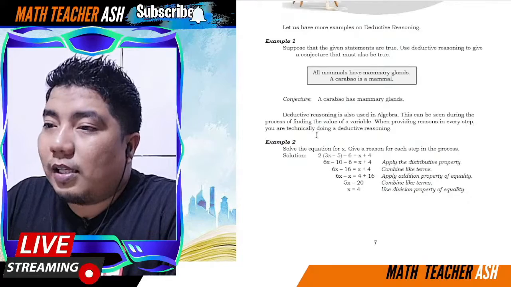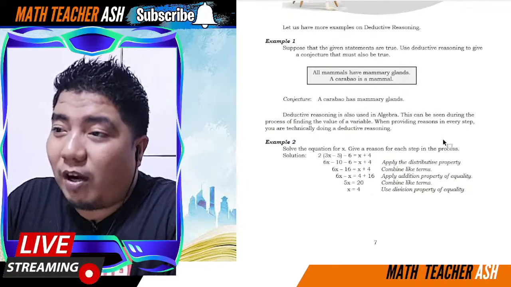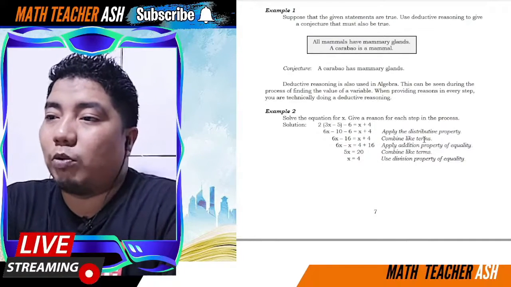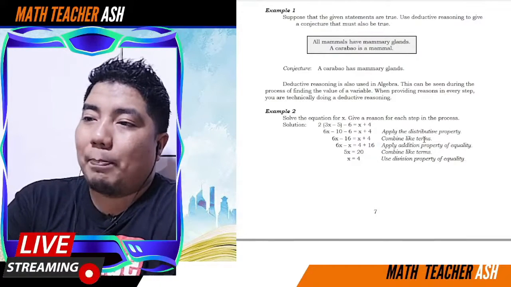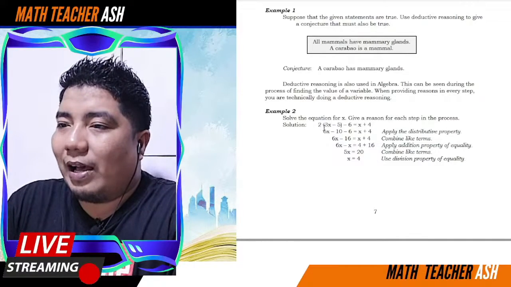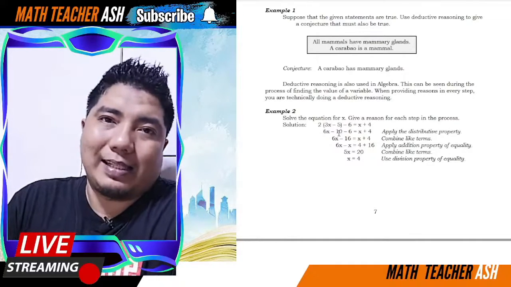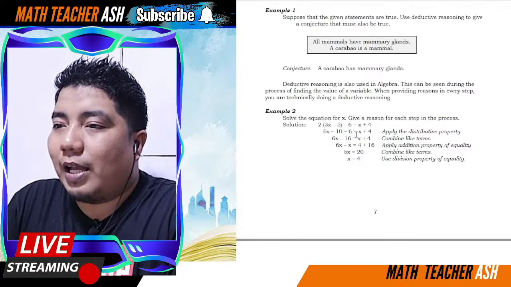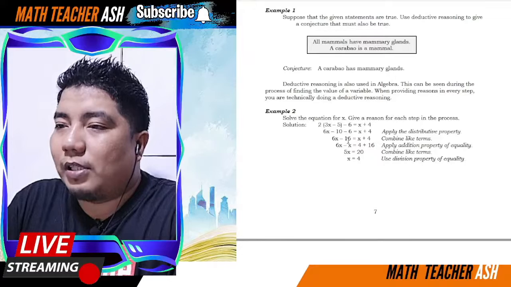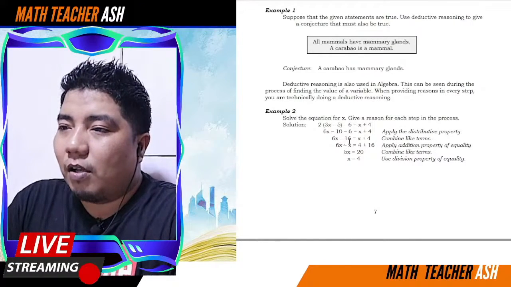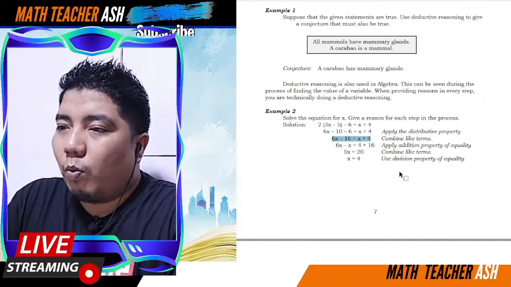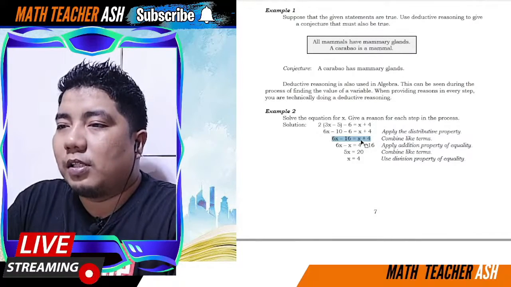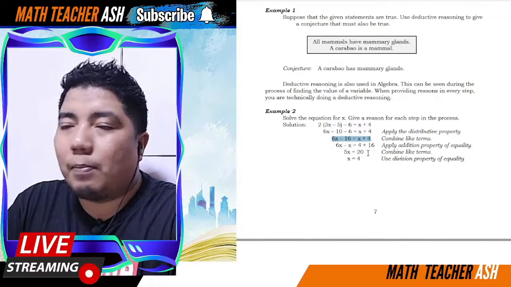This can be seen during the process in finding the value of a variable. So example, we have here 2 times the quantity 3x minus 5, minus 6, is equal to x plus 4. So by applying the distributive property, so we have 6x, then 2 times negative 5, that is negative 10. So 6x minus 10 na tayo, minus 6, bring down lang tayo. Then simplify natin ito, negative 10 minus 6, that is negative 16. Bring down si 6x. Okay. So now, from here, we will combine like terms. So si x ngayon ililipat sa kabila, si negative 16 ililipat sa kabila. So si positive x magiging minus x, si minus 16 magiging plus 16.